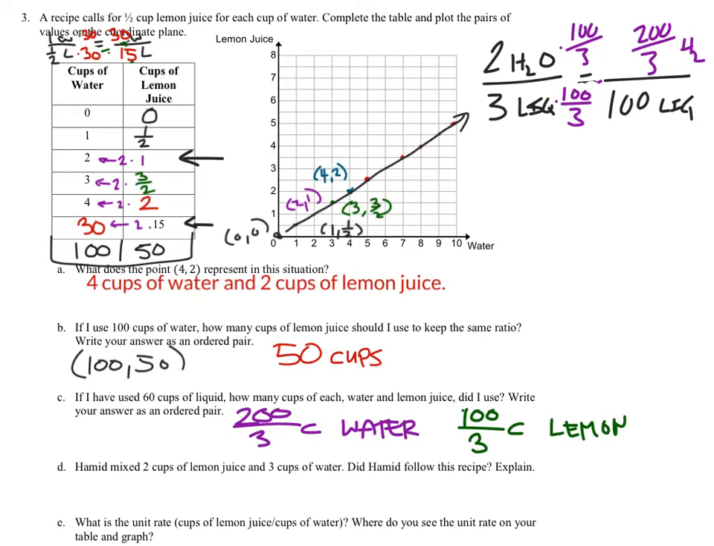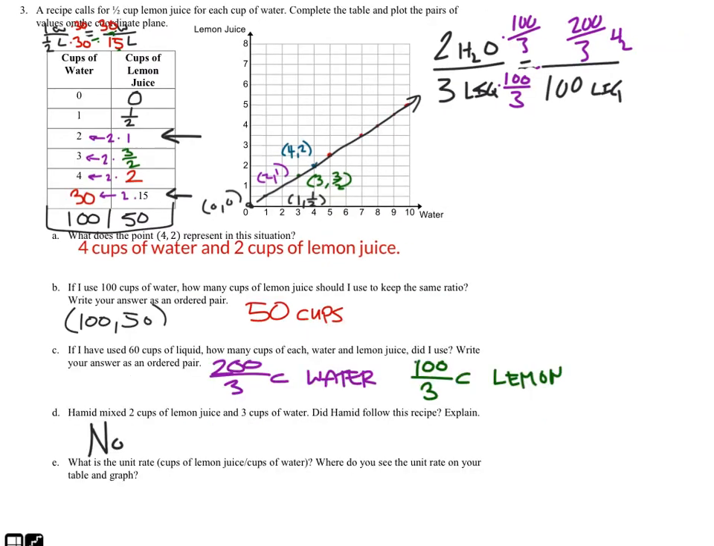Hamid mixed 2 cups of lemon juice and 3 cups of water. Did he follow the recipe? No, because 3 cups of water should have been 3/2 cups of lemon juice. So he definitely did not follow the recipe, but that's okay. What is the unit rate? Cups of lemon juice to cups of water.